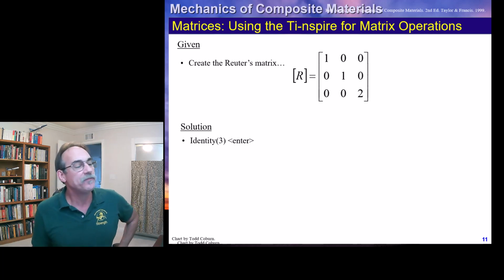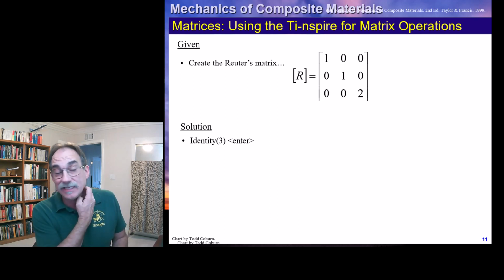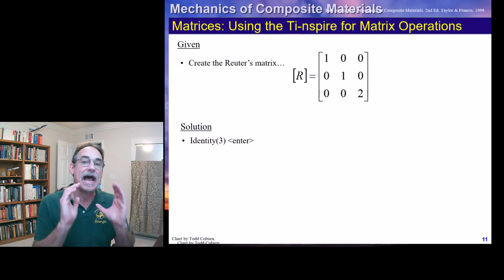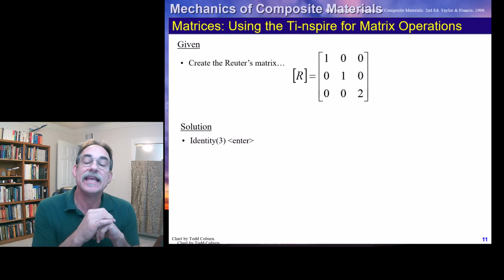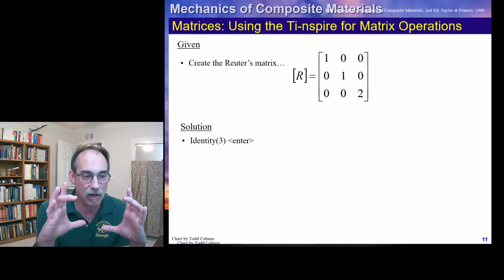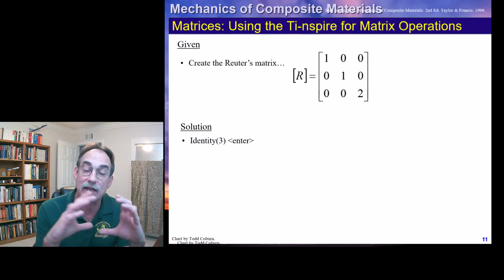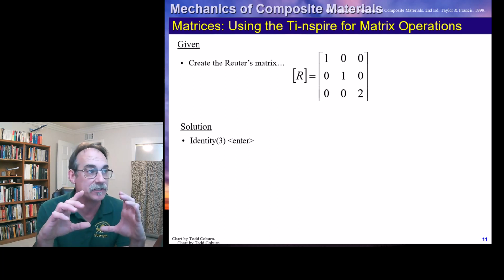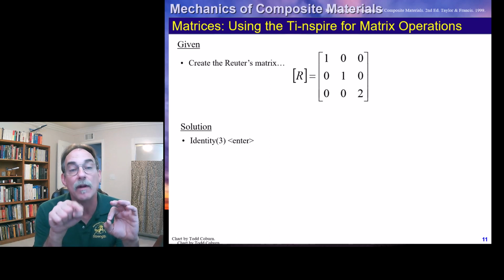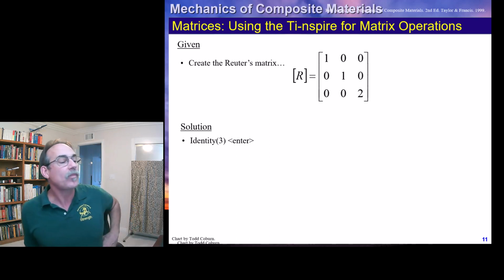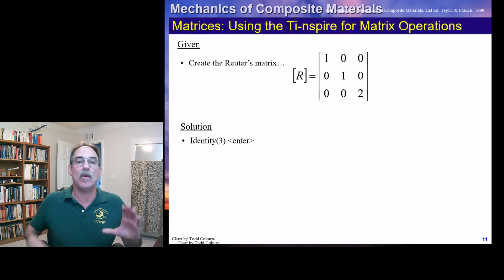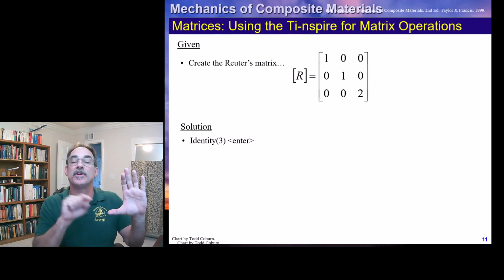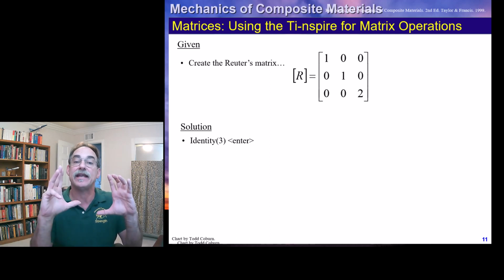We can use this function if we just type in, now actually I show it as uppercase, but that should be a lowercase i. Identity, open parenthesis 3, close parenthesis, enter, is going to give us a 3 by 3 identity matrix. So it's going to give us almost the Reuters matrix, except the lower right entry will be 1. We then just need to change that last entry. So once we've done this, our calculator is going to drop a 100, 010, 001. It drops a 3 by 3 identity matrix.